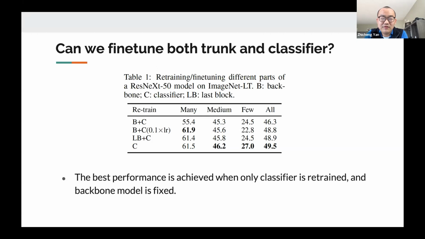We find if you fine-tune both the backbone and the classifier, the performance can improve in terms of overall performance, and also performance on the few-shot classes. However, the best result we find is that you can freeze the backbone, freeze the representation. If you simply retrain the classifier, you can actually get the best performance. We hypothesize the feature representation is best learned by instance-based sampling, where you don't alter the sampling, you respect the natural distribution.